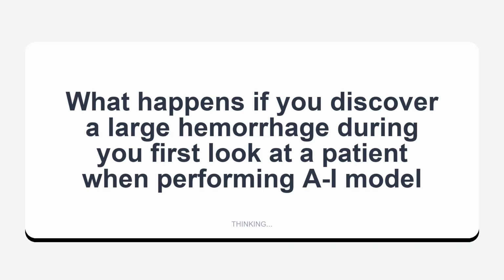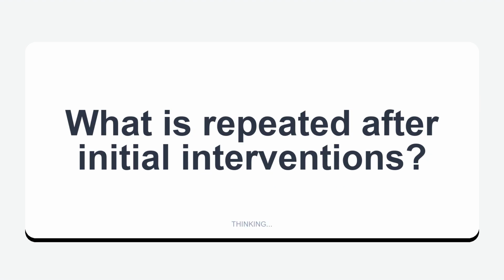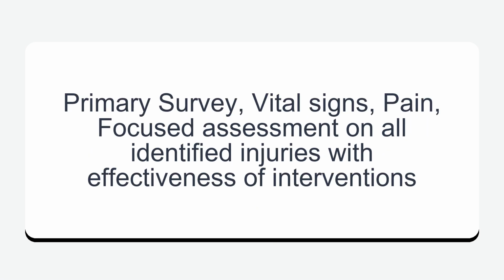What happens if you discover a large hemorrhage during your first look at a patient when performing the AI model? Make C your priority, stop the bleeding and then proceed with the model. Go to C again when you come upon it. What is repeated after initial interventions? Primary survey, vital signs, pain, focused assessment on all identified injuries with effectiveness of interventions.